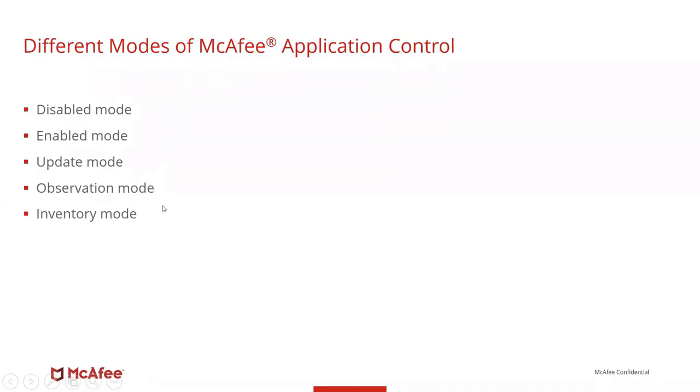And then finally, we have inventory mode, which is a way of just managing all of the software that runs on your endpoint without actually blocking anything. So all the protection really is taken out of the product. And this just gives you an idea of what people are doing on it.